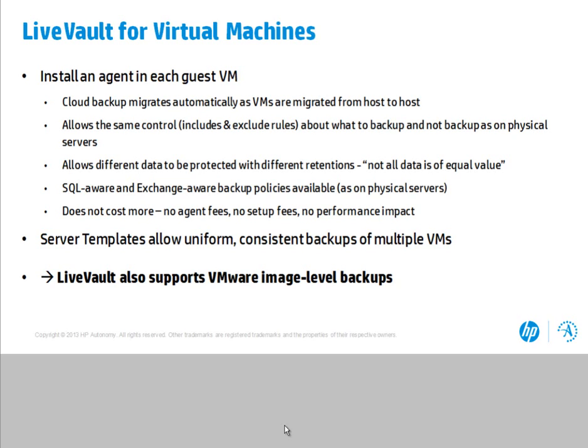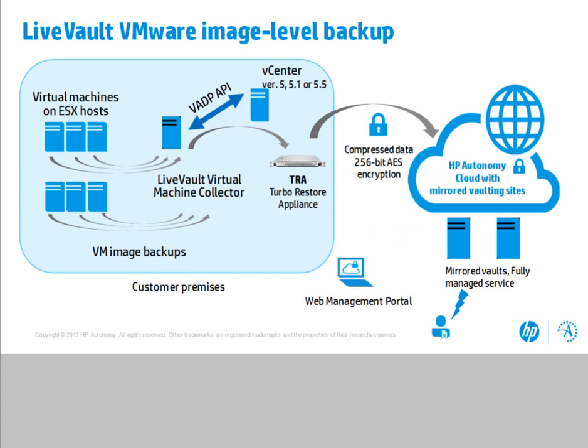We are also able to support VMware image level backups. To introduce that topic for you, the VMware system provides an API called the VADP API. This is what they call also their vStorage API, which allows backup vendors such as LiveVault to interact with VMware, vCenter in particular, to cause VMware to take image-based snapshots of running virtual machines, which then can be accessed for backup purposes.